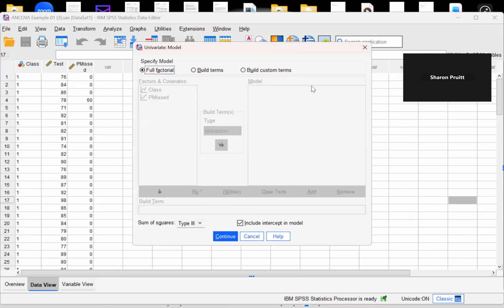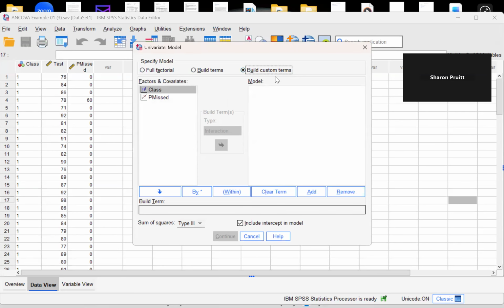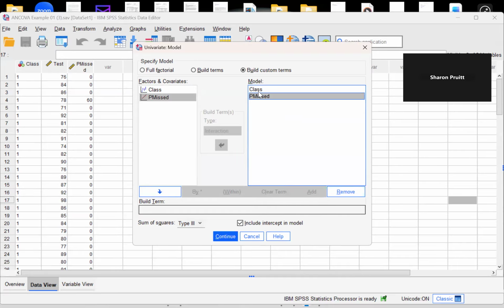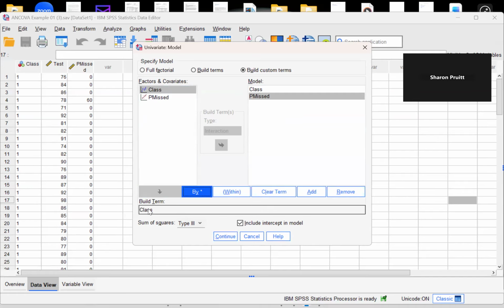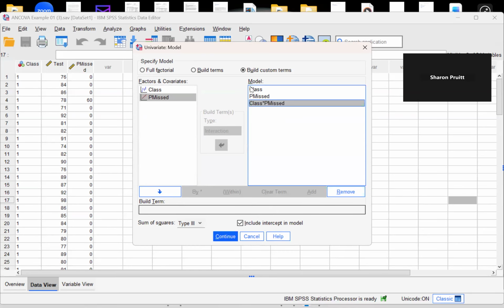I go to Model and change from Full Factorial to Build Custom Terms. Click on class, move it into Build Terms, and add it into the Model box. Click on periods missed, move that into Build Terms, and add it into the Model box. Then I go back to class, click it, move to Build Terms, click By, now click periods missed and move that into Build Terms. And we have class by periods missed. Add it into the Model box.